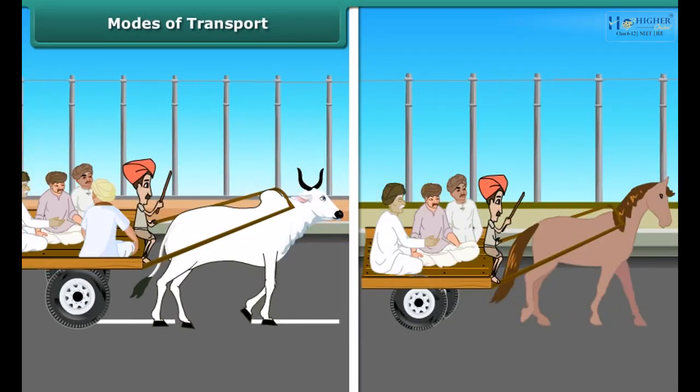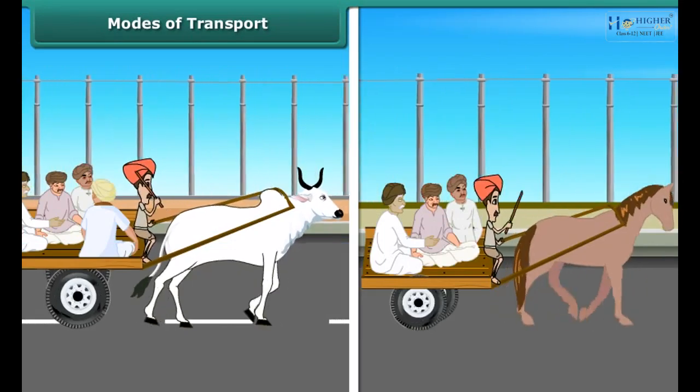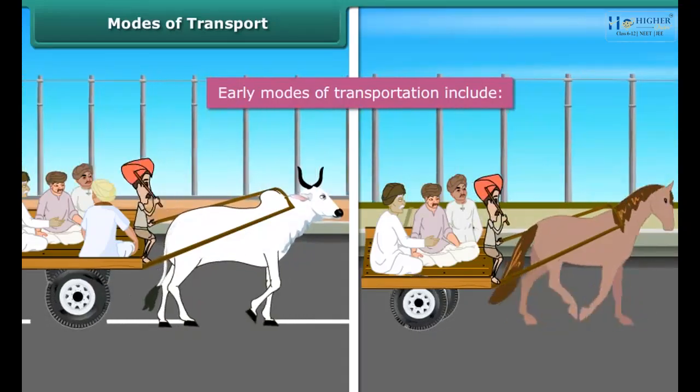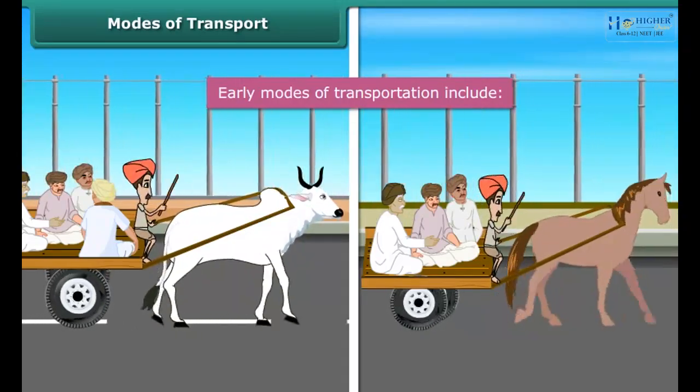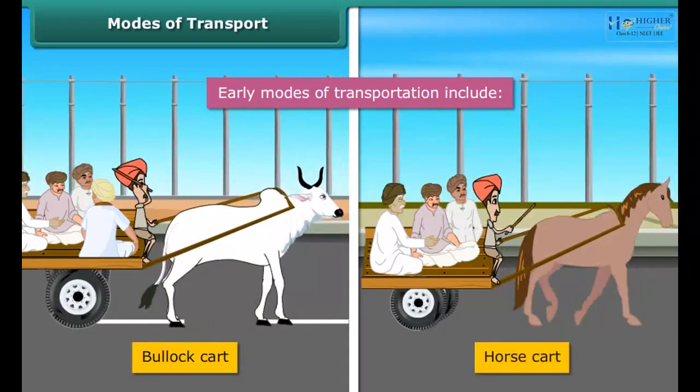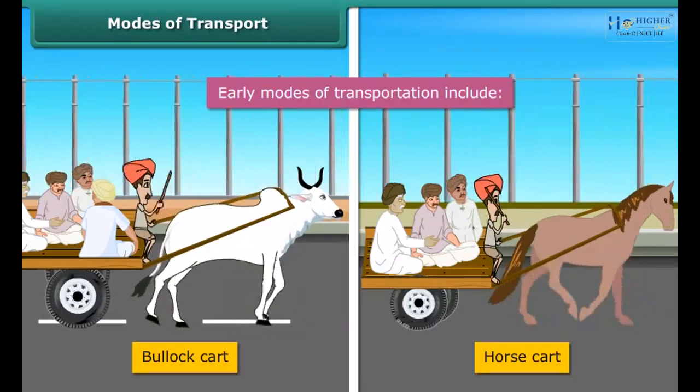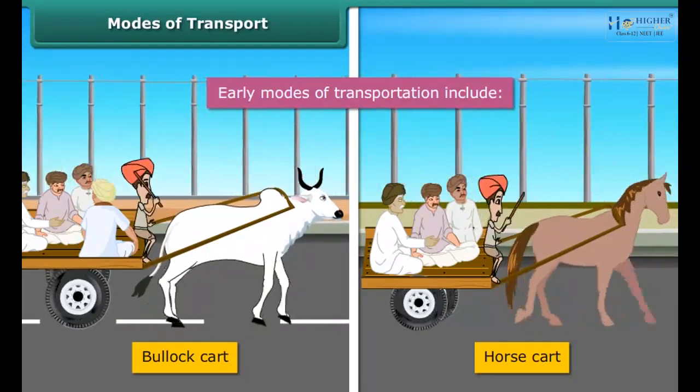Modes of transport. Have you wondered how people traveled in the earlier days? In the early days, people have always used animals to travel from one place to another. For example, bullock cart, horse cart, etc. Can you imagine using a bullock cart to come to school every day now?